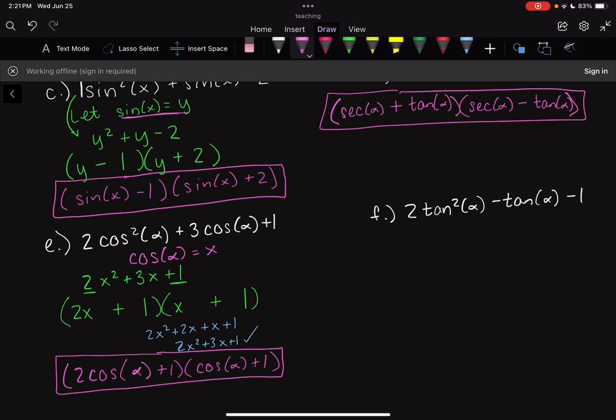Part F. Again, let's go ahead and not look at tangent because that just feels like it looks harder. So I'll let tangent alpha be x. So then I get 2x squared minus x minus 1. Just make sure you pick a different variable than what was originally in the problem. So if the original problem had x, I'd maybe choose y or b or a or just something else.